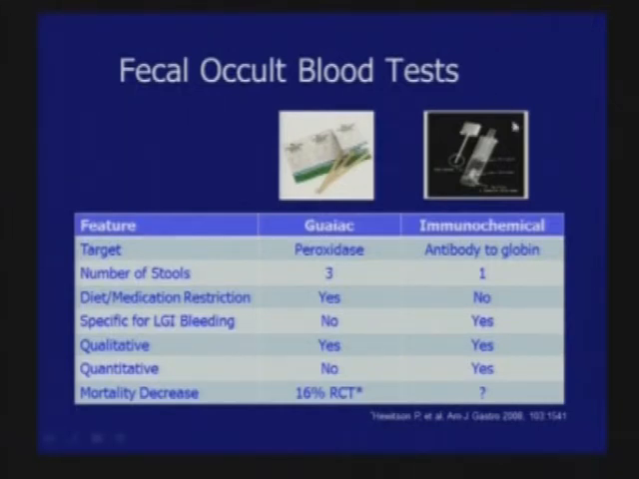The new tests that are out there are the immunochemical tests. And these tests are designed to be specific to the hemoglobin antibody. So you only need 1 test if you're going to do this. There's no dietary restriction, and they are much more specific for lower GI bleeding than the standard FOBT. So the programmatic changes that are happening in the United States, where we are using occult blood testing for the population, really the move has been to use FIT testing rather than the standard FOBT for this approach.